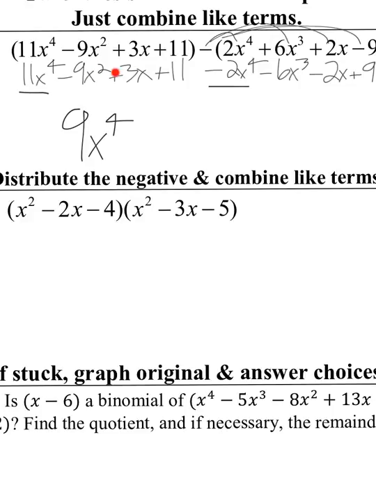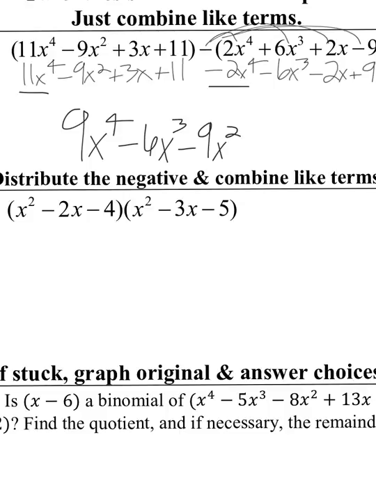Do I have anything to the third power? Yes, I just have a negative 6x to the third. There's nothing else with the third power, so I'm just going to write negative 6x to the third, or minus 6x to the third. It doesn't really matter. And then, do I have anything else to the power of 2? A negative 9x squared, none of these are power of 2, so I'm going to write a negative 9x squared.